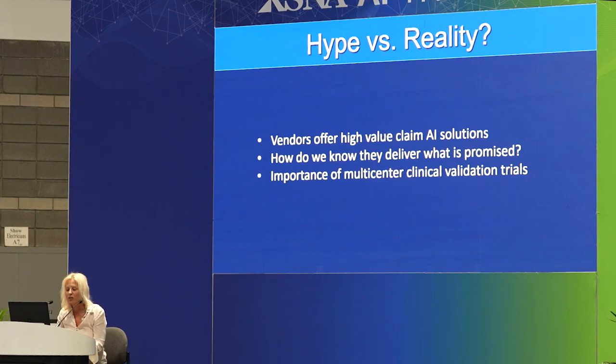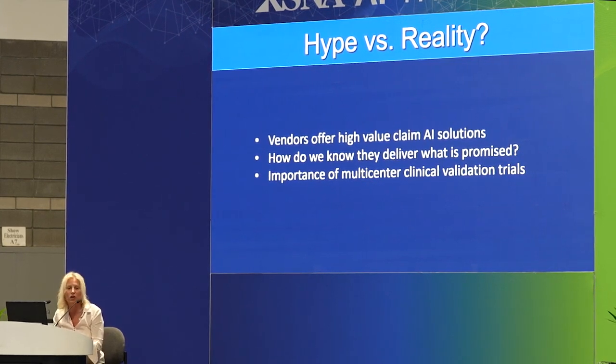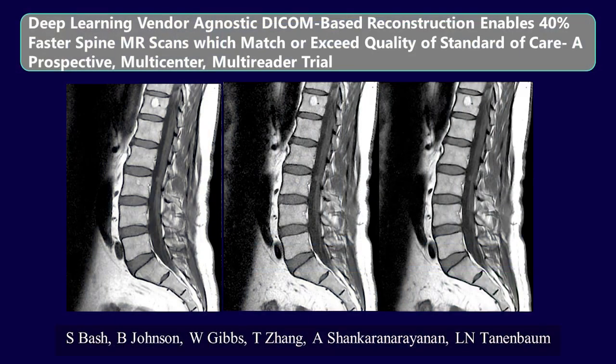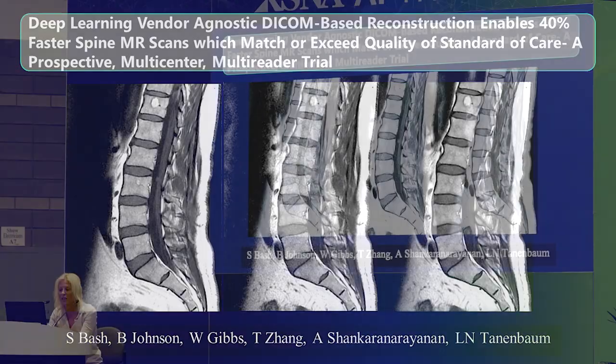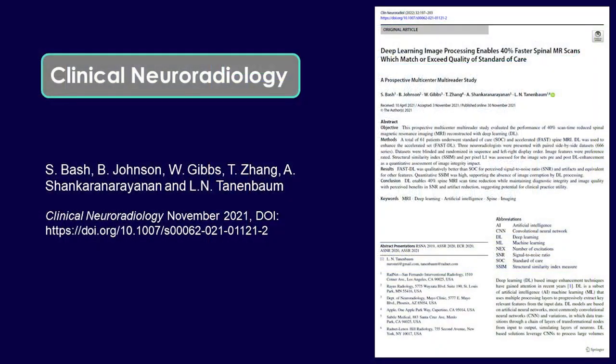Turns out vendors offer very high value claims for AI solutions. How do we know that they deliver what's promised? And that really highlights the importance of doing multi-center, multi-reader clinical validation trials. So we've done some of these. This one is deep learning vendor agnostic DICOM-based reconstruction enables 40% faster spine MR scans, which match or exceed the quality of standard of care. And this was a multi-center, multi-reader prospective trial. This was published in Clinical Neuroradiology last year.